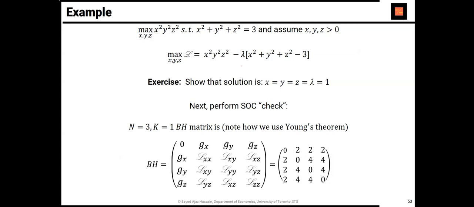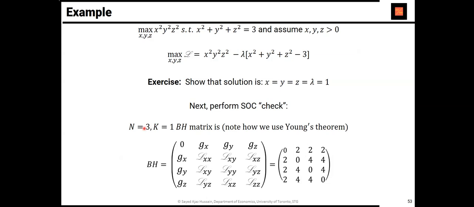Let's do an example. You'll also solve this problem. 3 variables, 1 constraint. Solve it. You can show that the solution is x equal to y equal to z equal to lambda equal to 1. You wonder if x, y, z, lambda equal to 1 is in fact a maximizer, or is it something else?